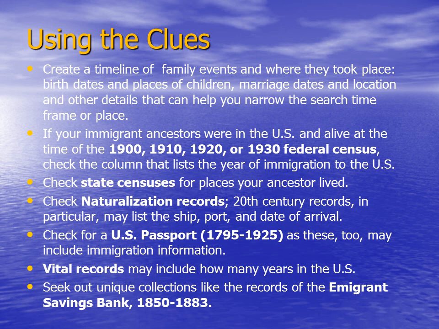Check the naturalization records. 20th century records in particular may list the ship, port, and date of arrival. Check for a U.S. passport, as these too may include immigration information. Vital records may include how many years in the U.S. And then seek out some of the unique collections like the records of the Immigration Savings Bank. All of these can be found both in Ancestry.com and in Family Search. There are a plethora of links in both places to all kinds of information. Use them to further your search.